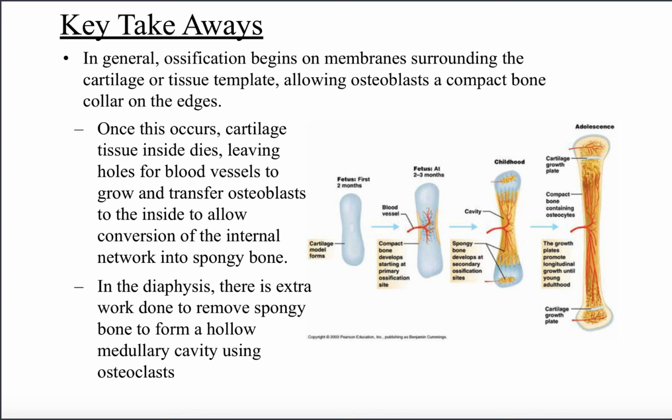In general, ossification begins on the membranes surrounding the cartilage or tissue templates. So again, in general, the outer edges of your bone form first. And once that occurs, the cartilage on the inside hollows out, and it leaves space for blood vessels to grow and transfer osteoblasts inside. And then that allows you to convert the inside into spongy bone. And there's an extra step involved in the diaphysis region, where that spongy bone is then hollowed out to create the medullary cavity. And that's where your osteoclasts work.